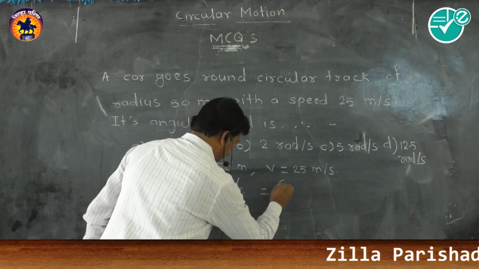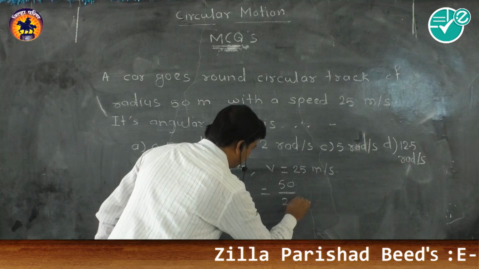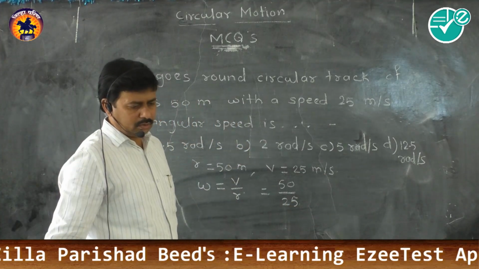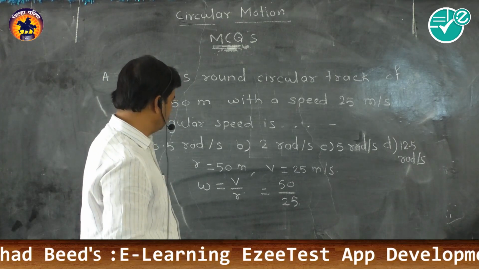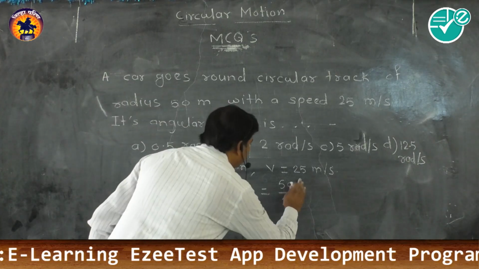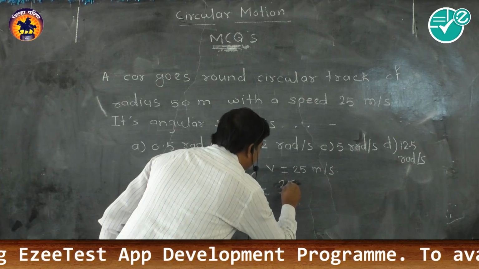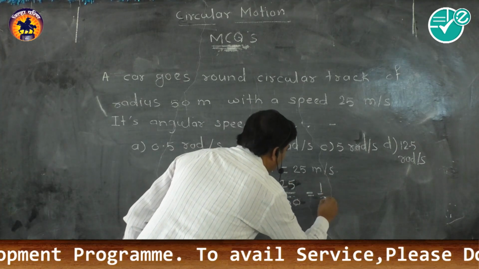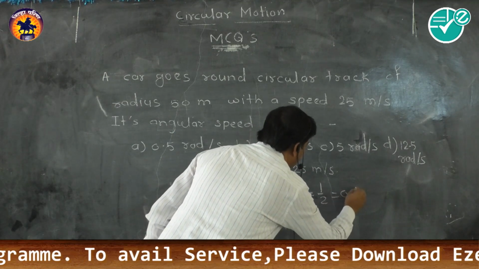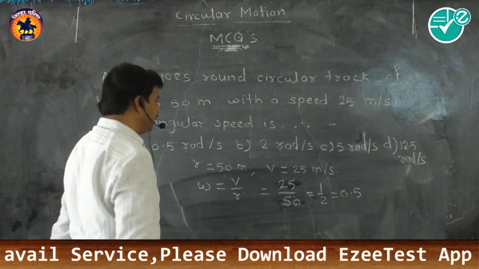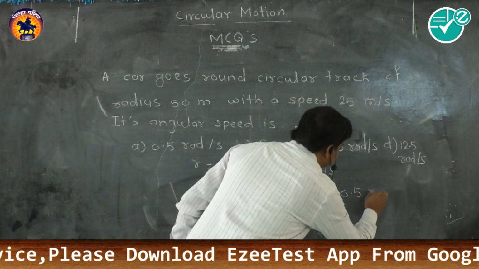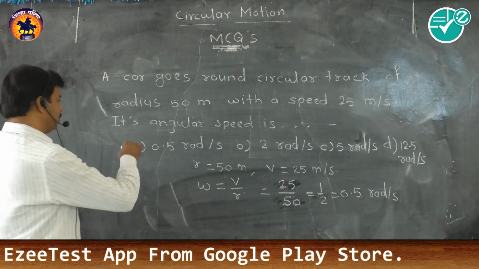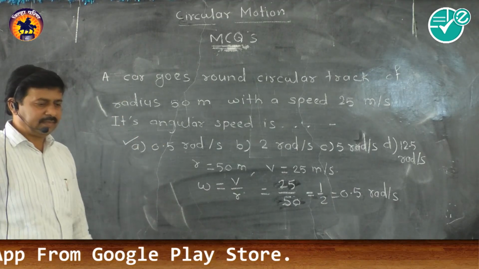So it will be 25 upon 50. That will be 1 by 2 or 0.5 radian per second. It will be the angular speed of the car. So option A is the correct one.